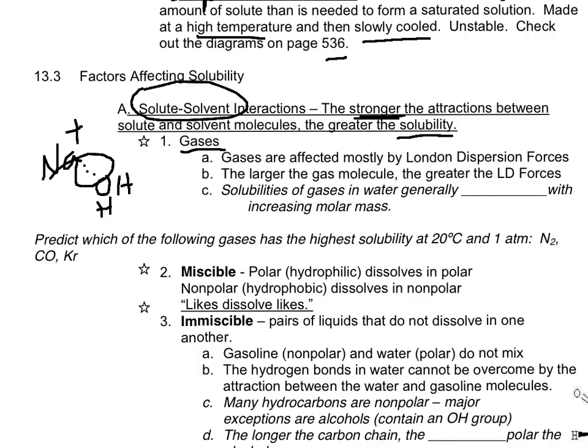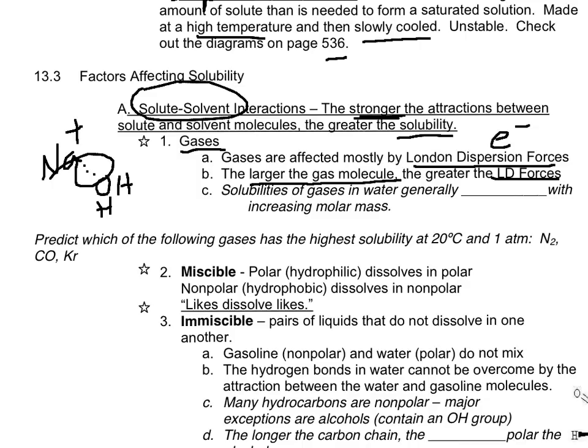You can dissolve gases into liquids, like when you drink a Coke, that's carbon dioxide that has been dissolved into that liquid. Gases are mostly affected by London dispersion forces, so the stronger those London dispersion forces are, then the stronger those bonds are between the gas molecules and the water molecules, and the more soluble it is. And remember, London dispersion forces are all caused by moving electrons. The more electrons you have, the greater the London dispersion force, so the greater these attractive forces are going to be. Another way of saying this, the larger the gas molecule, or the more electrons the gas molecule has, the greater the London dispersion forces are going to be.